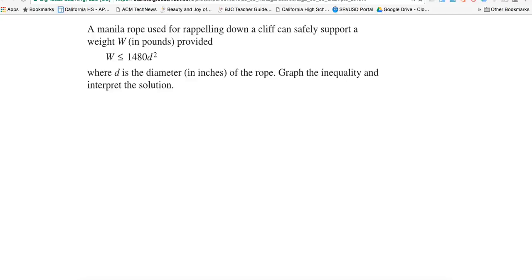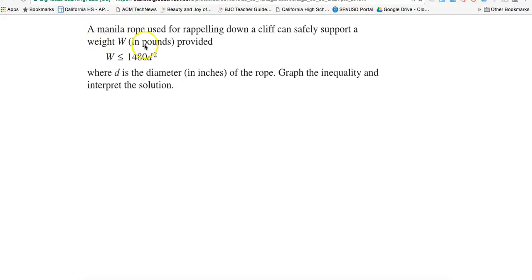Okay, here we're going to look at a word problem that is an inequality, and we're just going to apply our process for graphing quadratic inequalities here. So let's look at our situation and then let's pick out some key points.